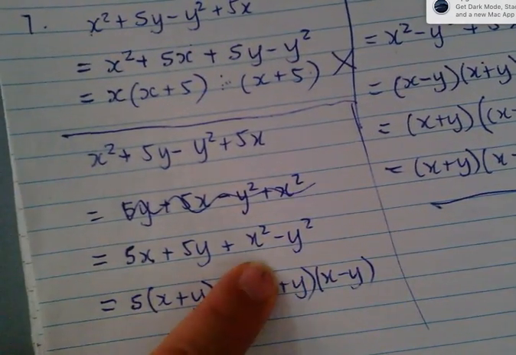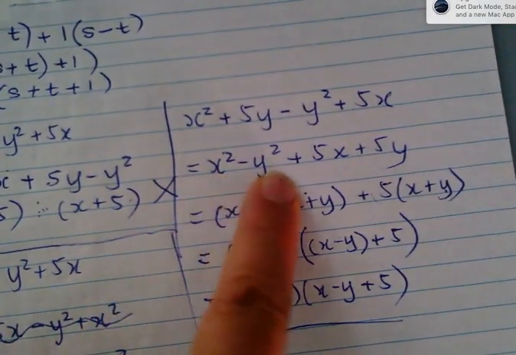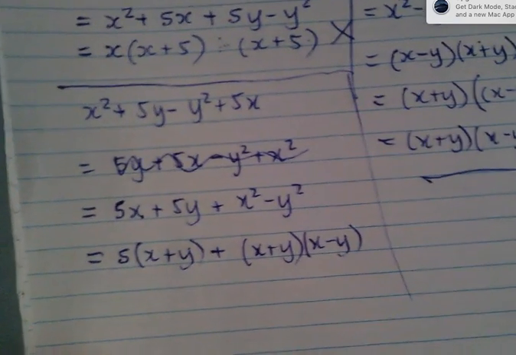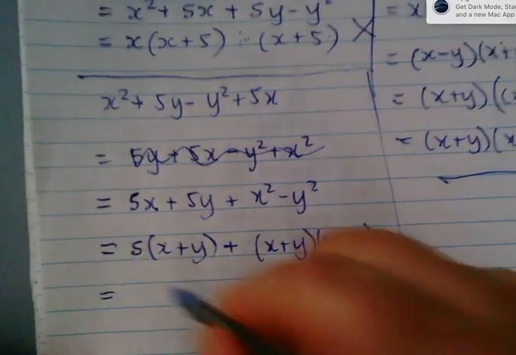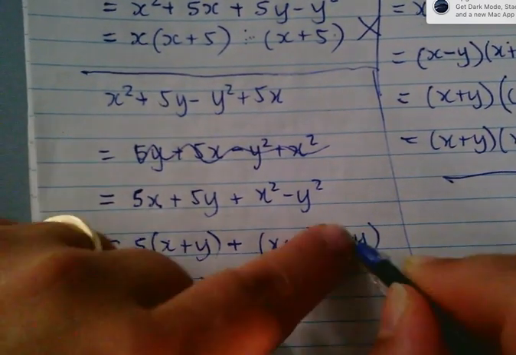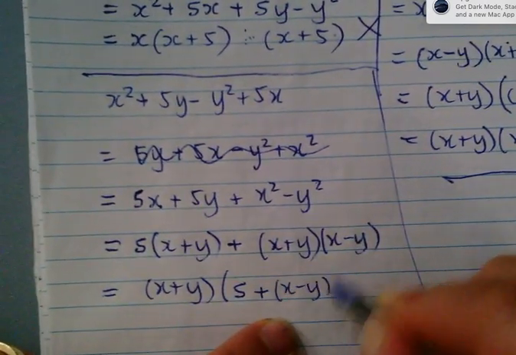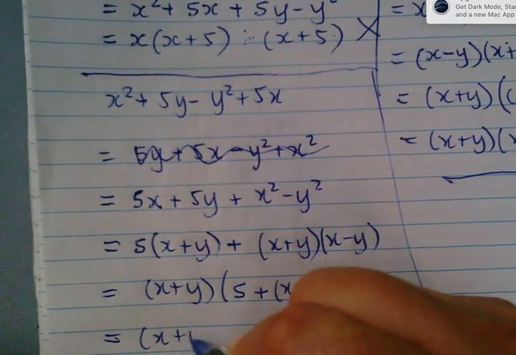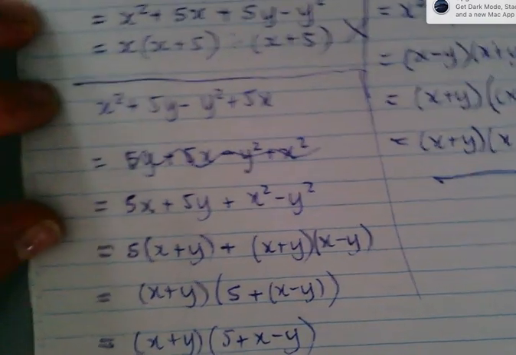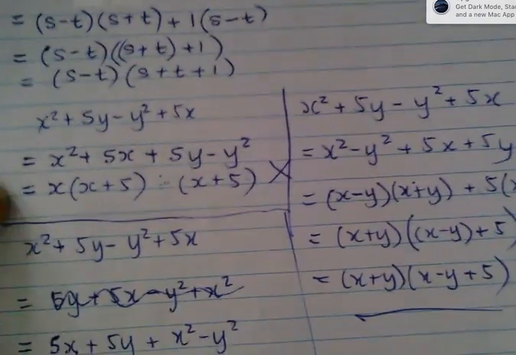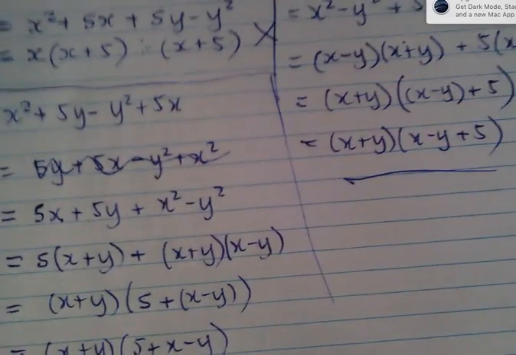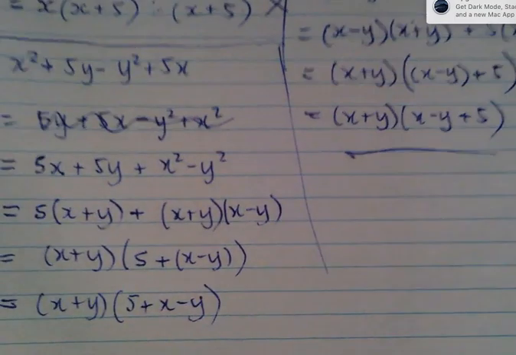It's actually the same, just writing here the x squared minus y squared first, and here we're writing the 5x plus 5y first, but it's the same. And then you'd take out x plus y as a common factor, and you'd end up with 5 plus, and that bracket there, x minus y. It's exactly the same answer, x plus y times 5 plus x minus y. Now, the only time you'll need to rearrange is if the first two terms don't factorise. Okay? All right, that's the end of that factorising by grouping in pairs.